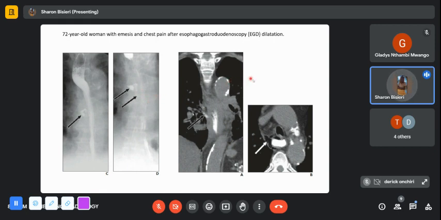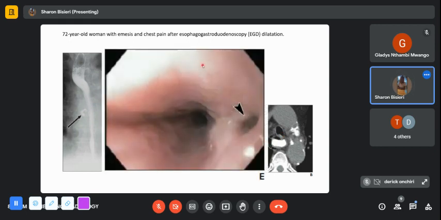On the CT of the same patient, they were able to localize better the area of the esophageal tear. We can still see contrast extravasation as indicated by this black arrow. On the axial cuts, they were also able to note air locules external to the esophagus. On endoscopy, they were able to much more specifically pick the area that had the esophageal tear.